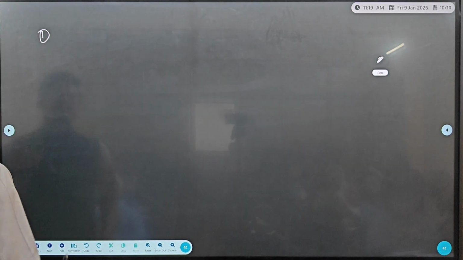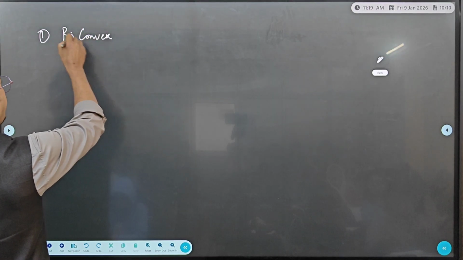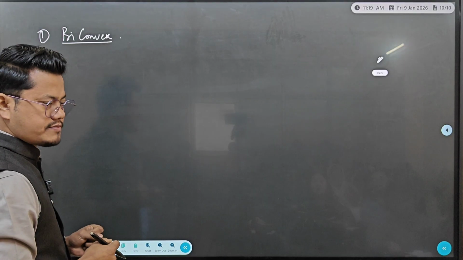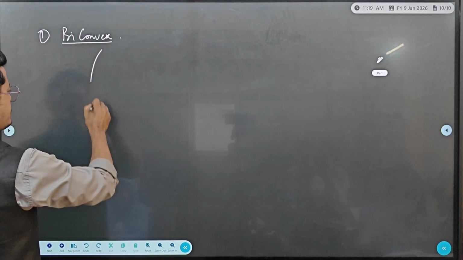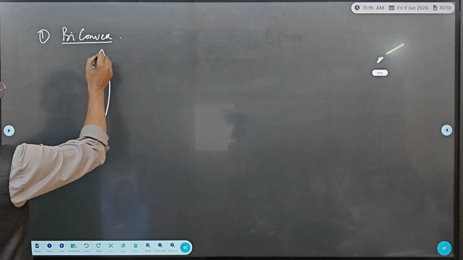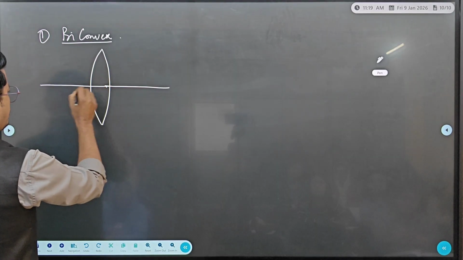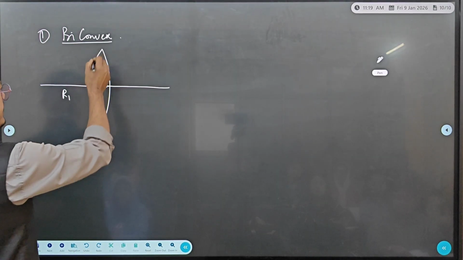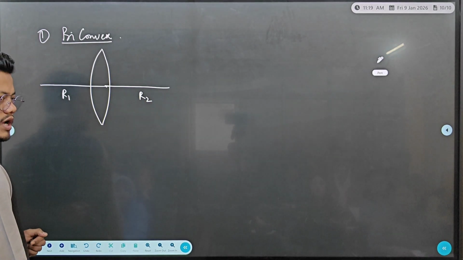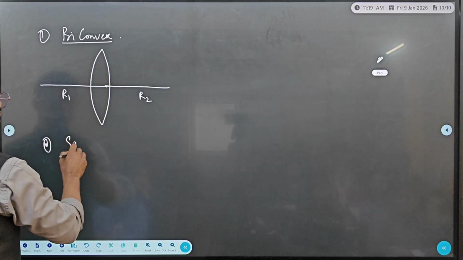In point number 1, you please write biconvex. So what does biconvex mean? I told you yesterday, biconvex means having two convex spherical surfaces. In case of biconvex, this spherical surface needs to have a different radius of curvature R1, and this spherical surface will be having a different radius of curvature R2. Are you getting my point or not? This is your biconvex.